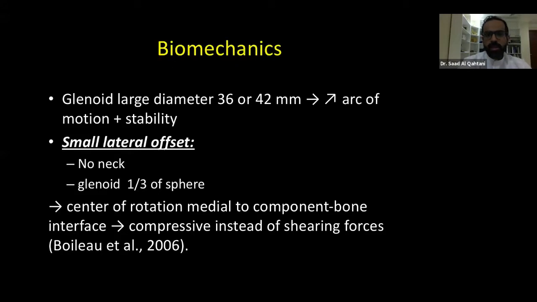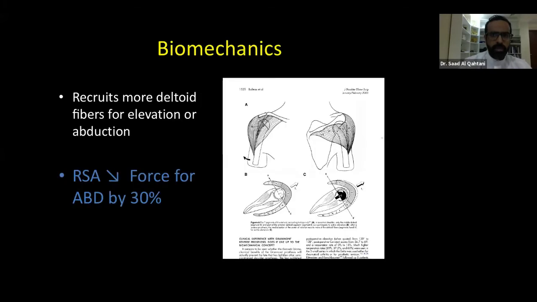For the glenoid, he used a large glenosphere between 36 and 42, which will increase the arc of motion and the stability, with a very small lateral offset, as I said, to resist any shearing force and have a stable baseplate. By doing this, he recruits more deltoid for elevation and abduction, and with the reverse design of his implant, he noticed that the force for abduction was reduced by 30%.